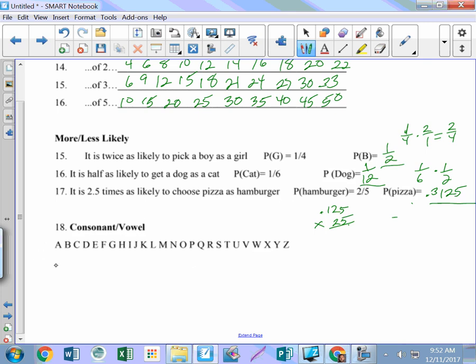Okay, consonant or vowel. You were to circle the vowels. So A, E, I, O, U. If you circled Y, I'll accept that.